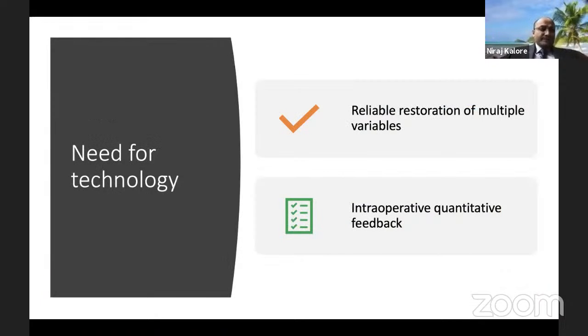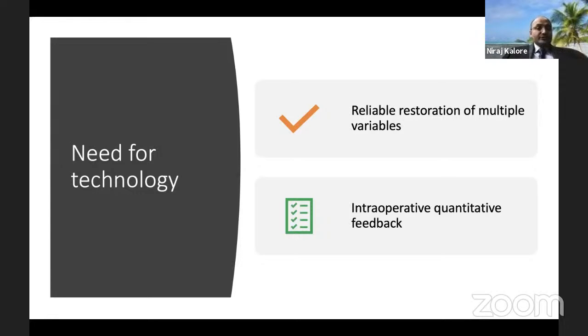So technology would help us to reliably restore these multiple variables that we looked at, and give us intraoperative feedback which is quantifiable and actionable, and that way we can optimize our hip replacement surgeries. So that goes for explaining why we need technology for total hip replacement.